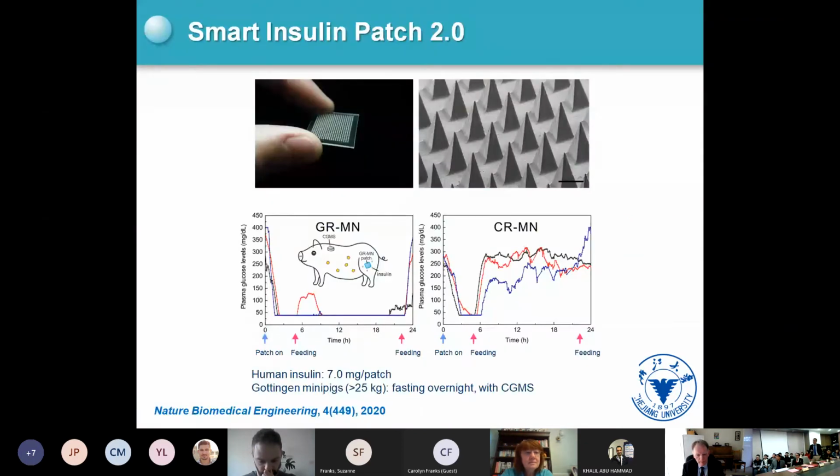We tested one patch on the pig, and after two feedings, the glucose level increases. For the control group, with one patch, after one feeding, after about 5 hours, the glucose level gradually increases. So you can see the difference, because without the glucose-responsive control, the insulin can be released anytime, and can quickly make the glucose level go up.